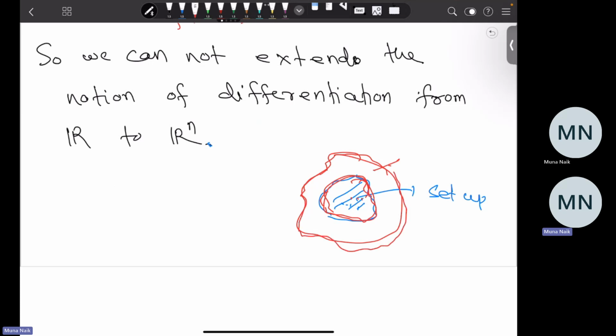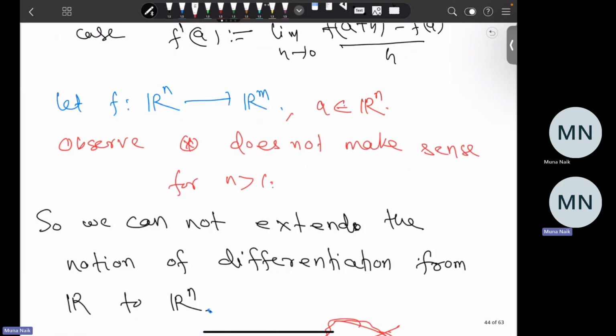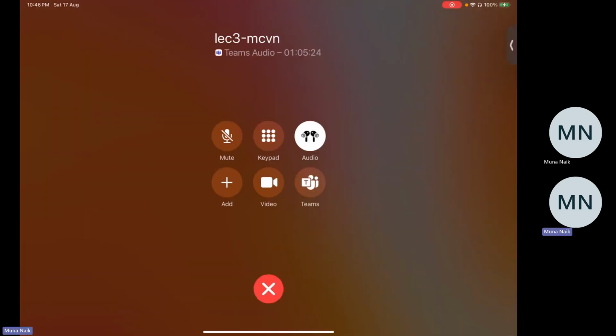So what I am saying is that in mathematics it may happen that some concept or notion which is suitable in a smaller class, we want to extend to a bigger class, but it may not extend. So you have to modify that definition in the smaller setup in such a way that it will easily extend to a bigger class, and that will also agree with the definition in the smaller class. Consider this example.